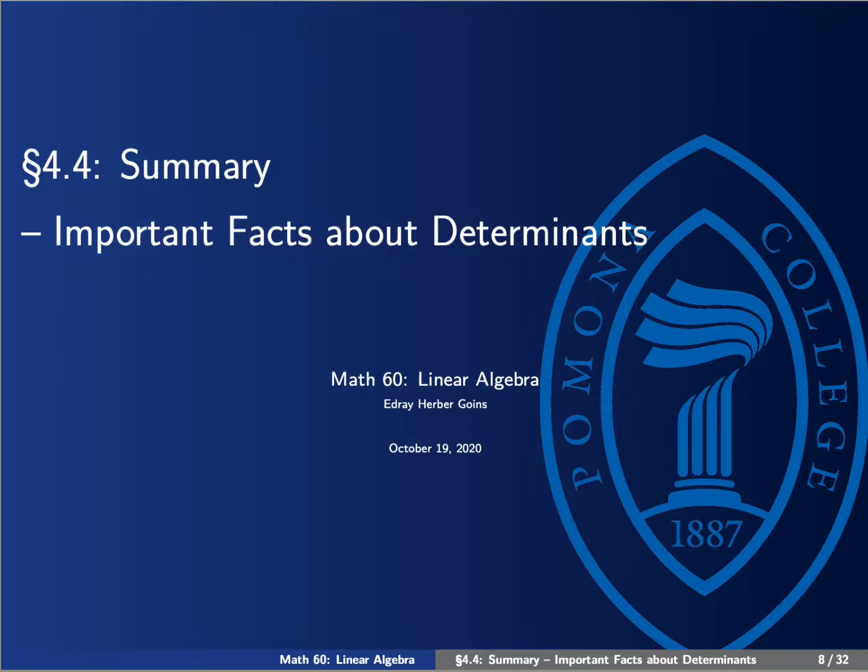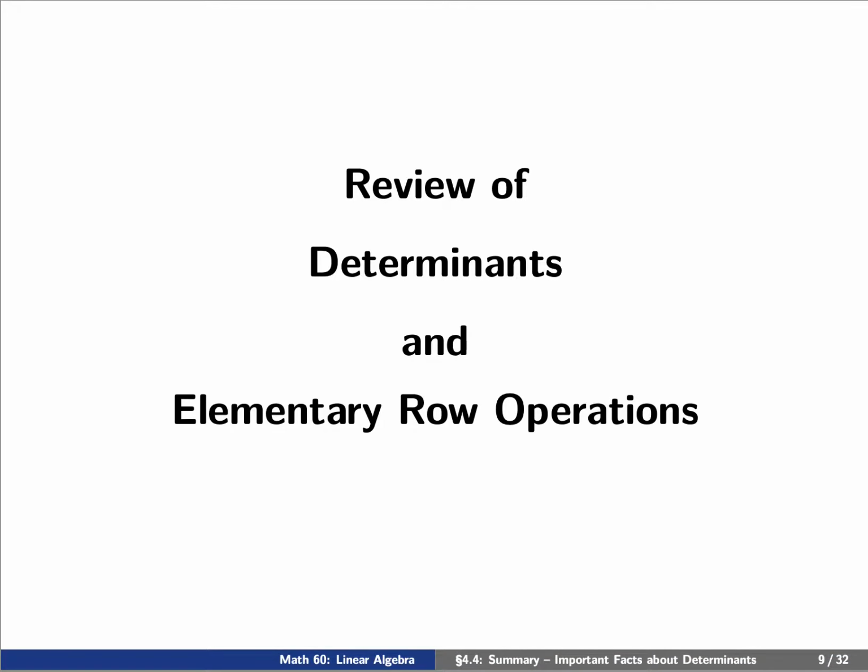Hello. Today we're going to talk about some properties of determinants. In particular, we're going to introduce Cramer's rule. But for now, let's review some basic properties about determinants and elementary row operations. We're also going to review some basic properties about linear transformations and matrices that we'll be using today.